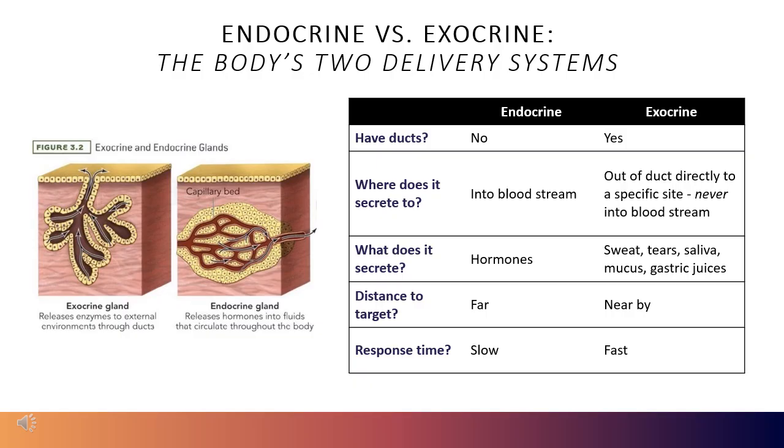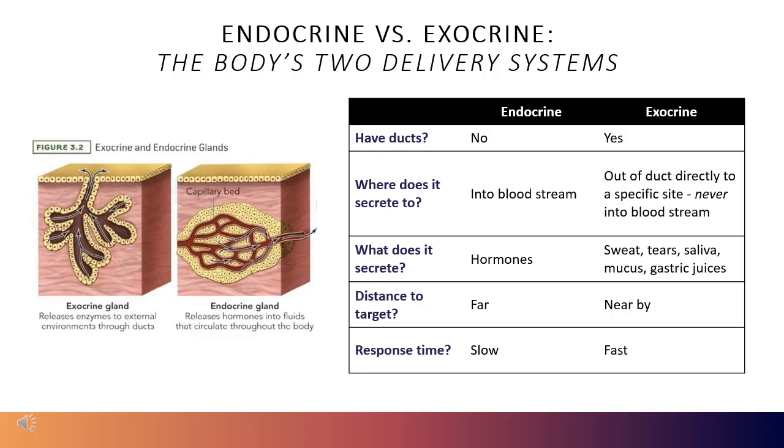So, for example, you have your sebaceous glands, your lacrimal ducts, your mammary glands, all of that. If you look at the picture all the way to the left, that would be an example of an exocrine gland where, for example, we produce sweat and then that's able to exit straight through the duct and it goes to the top of the skin. So that's your exocrine system.